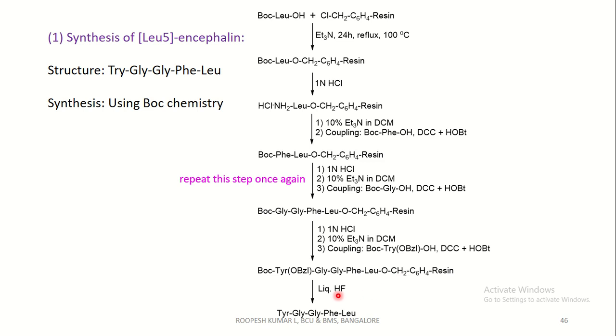Now on treatment with liquid HF, both Boc as well as this Merrifield resin has been deprotected to give leucine enkephalin. That is, at the 5th position there is a leucine, and this is the structure of enkephalin.